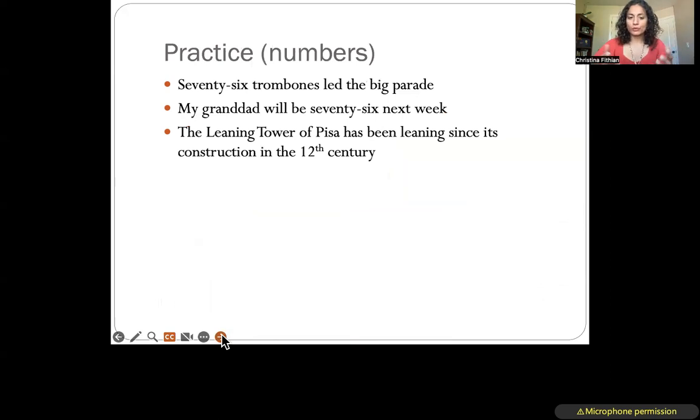So here's some practice with numbers. We have 76 trombones led the big parade. My granddad will be 76 next week. And the Leaning Tower of Pisa has been leaning since its construction in the 12th century. Now, we may have seen that sentence earlier. Actually, it was almost exactly the same sentence in one of the previous slides. The only difference is I changed 1173, the year, to the 12th century.